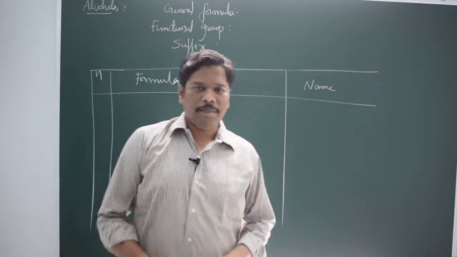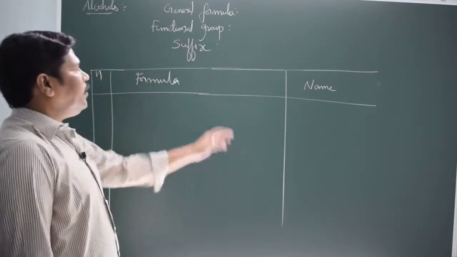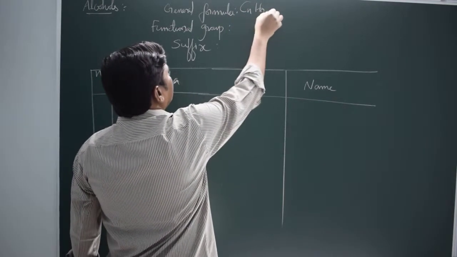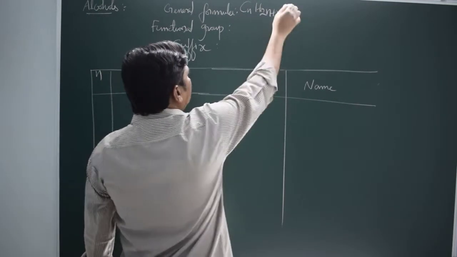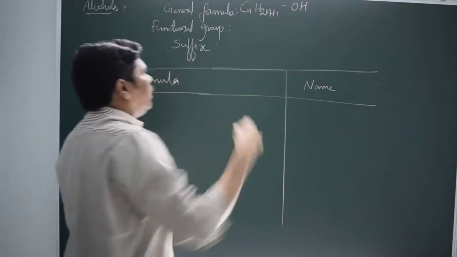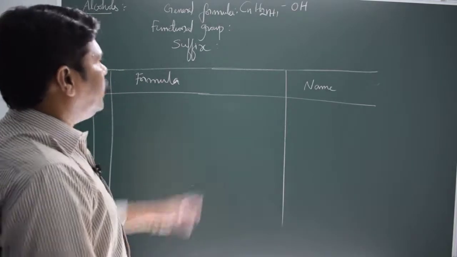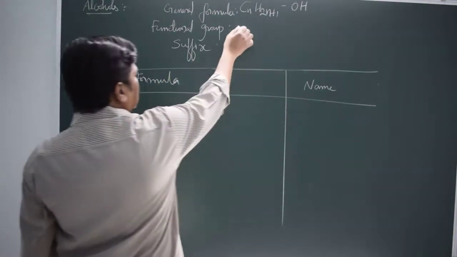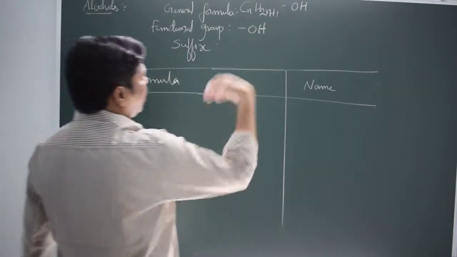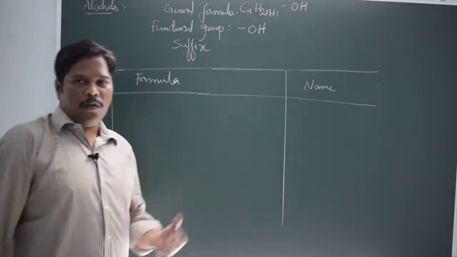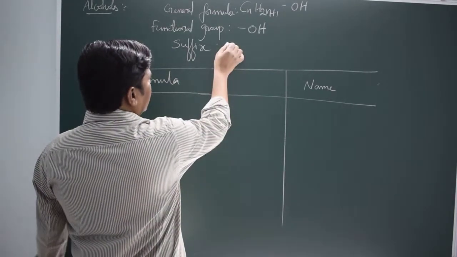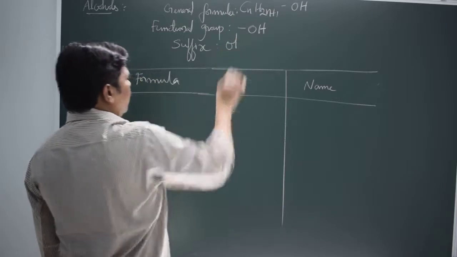So alcohols, general formula CnH2n+1, alkyl group, then OH. So CnH2n+1 OH. This functional group is the OH group. This is called the hydroxyl group or alcohol group. Then the suffix we are going to get is OL for alcohol.